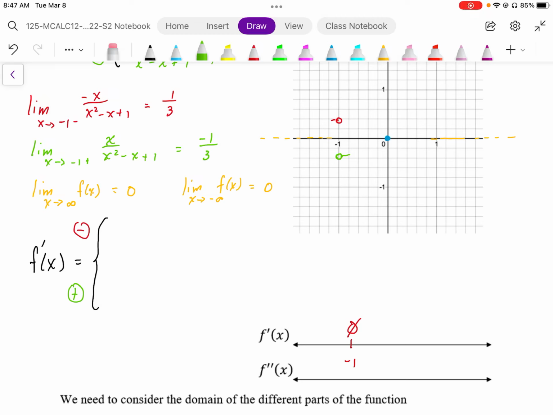Differentiating this expression then, I'm just going to use this expression up here to differentiate. So I need to use the quotient rule. I'm going to get -1 times x squared minus x plus 1 minus -x times 2x minus 1. That's all going to be over x squared minus x plus 1 all squared.